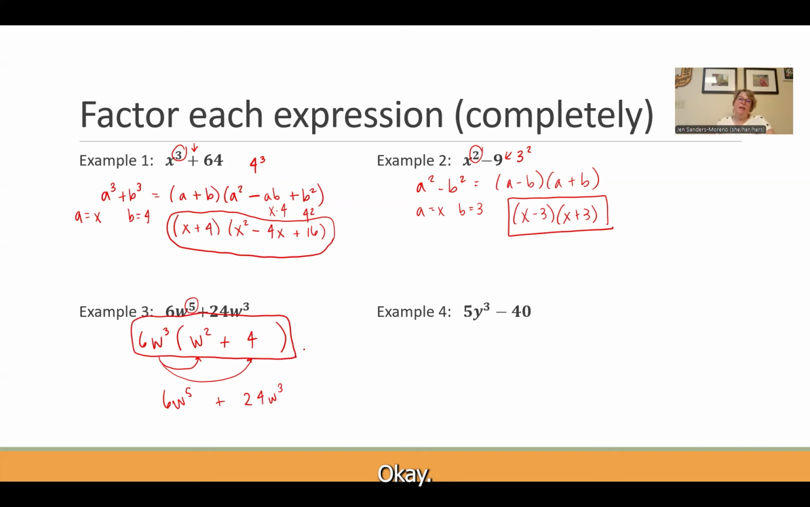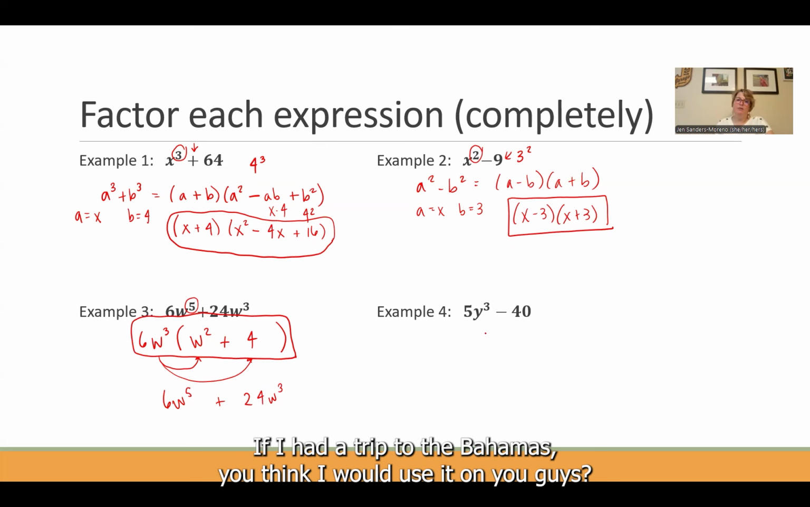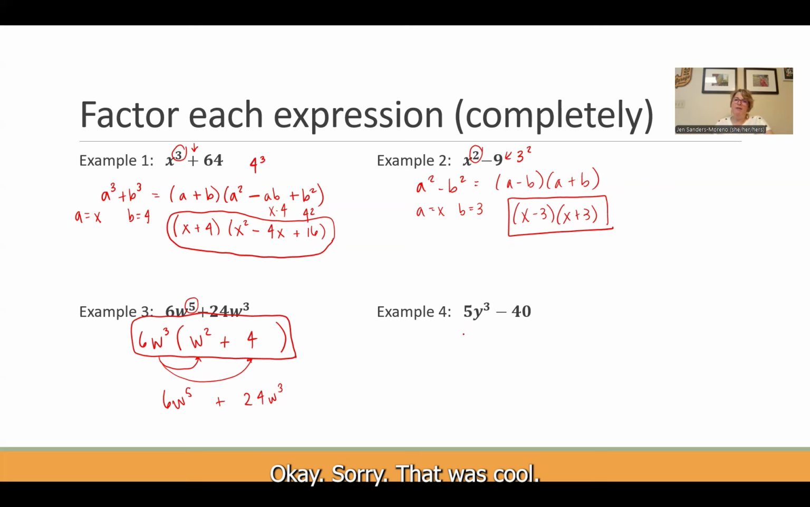Okay. Let's try this one for the trip to the Bahamas. If I had a trip to the Bahamas, you think I would use it on you guys? Okay. Sorry, that was cruel.